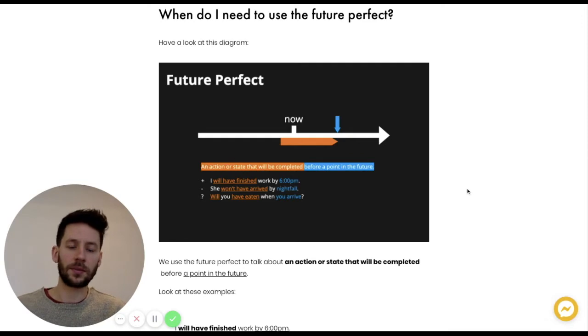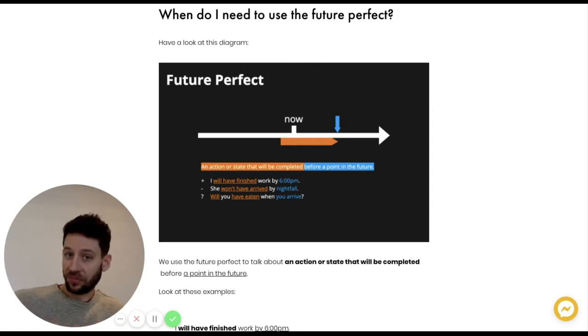Okay, so you can see that the future perfect is talking about the future, and it's an action or a state that will be completed before a point in the future. Okay, so in this diagram, we've got the blue arrow, which signifies a point in the future. Look at the first example. I will have finished work by 6 p.m. So 6 p.m. is a point in the future, and this action, will have finished work, that will be completed before this point in the future.